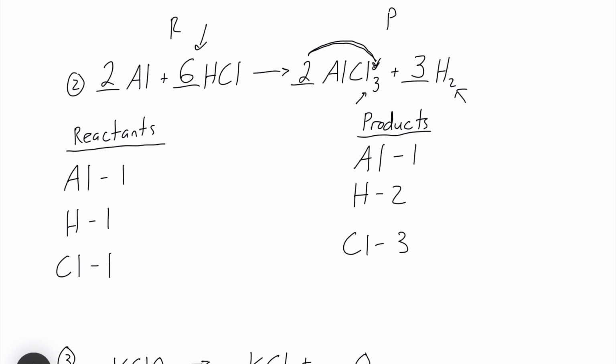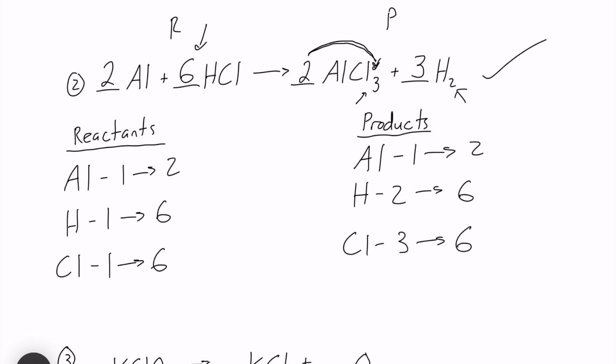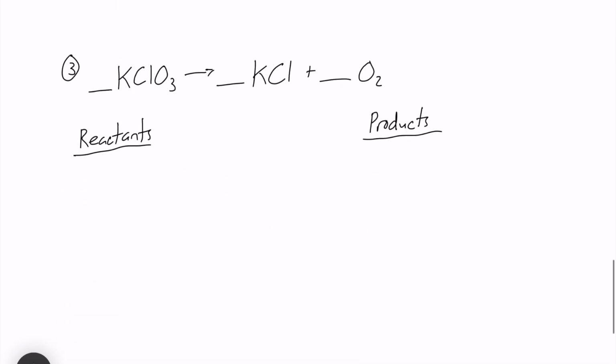And let's just make sure here. So aluminum on the reactant side, we have 2. Hydrogen, we have 6. And chlorine, we also have 6. And let's see if we match up on our product side. Aluminum, we have 2. Hydrogen, we have 6. And chlorine, we have 2 times 3 is 6. That looks good to me. This is balanced. Last question here.